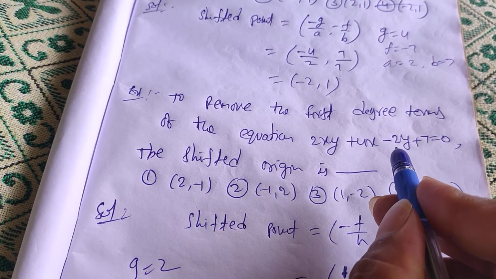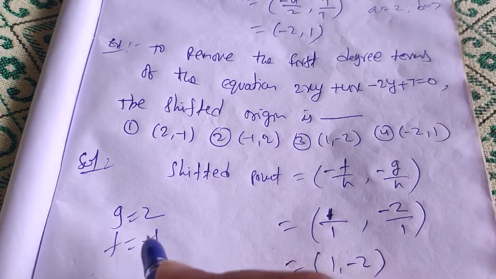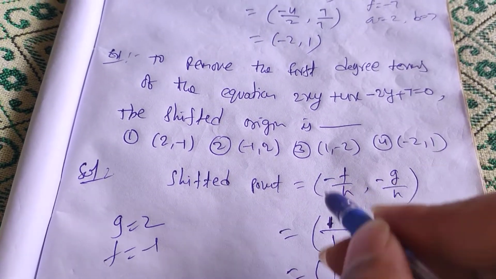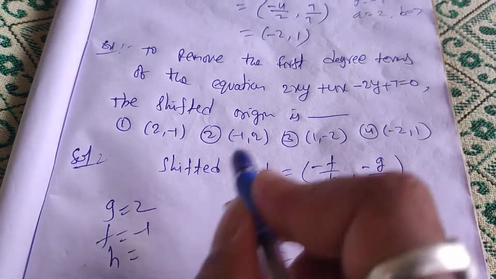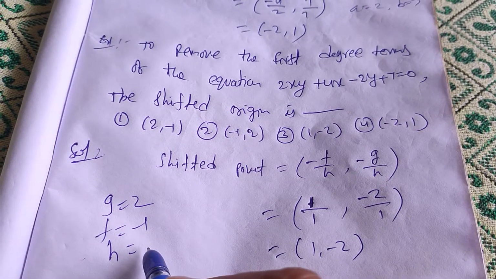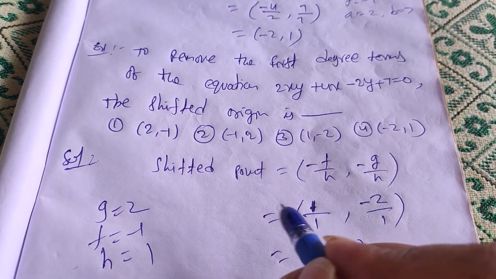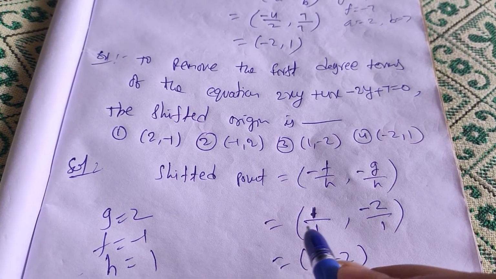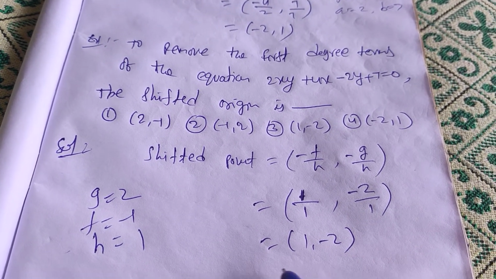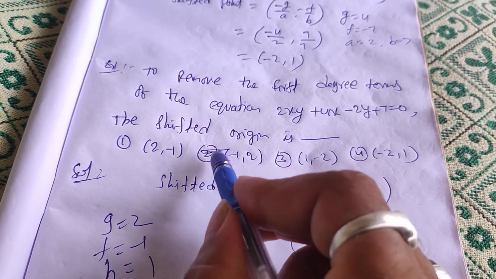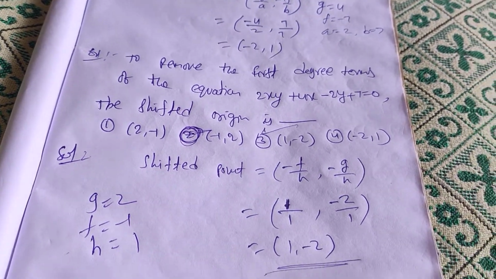And 2fy, that means 2f is given as minus 2, so f is equal to minus 1. And c is equal to 7, but there is no c in this formula. And 2h is equal to 2 is given, so h is equal to 1. Substitute these values in the formula. So minus f by h, that is minus of minus 1 by 1, and minus g by h, that is minus 2 by 1. So the answer is 1 comma minus 2. So third option, 1 comma minus 2.